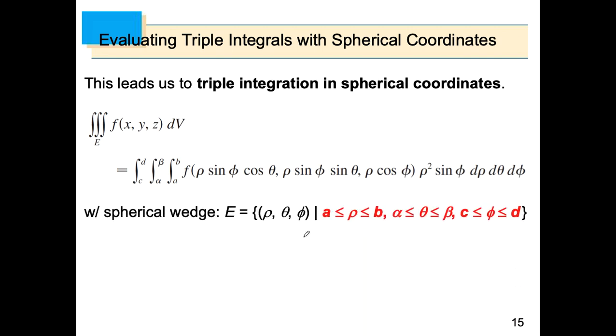So once again, the spherical wedge here is the same thing from the previous slide. Rho is between A and B, theta is between alpha and beta, phi is between C and D. You might look at this and think, wait a minute, this is even more complicated. This looks crazier than rectangular coordinates. And I'm here to say that many times when you convert from rectangular to spherical, you actually get a much simpler integration.